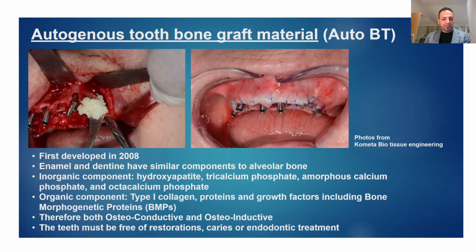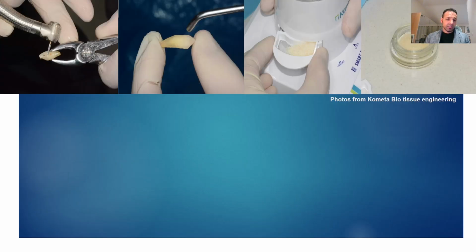The teeth must be free of restorations, caries, or endodontic treatment. The issue with endodontic treatment is that there could be ceramic sealers or things which are cytotoxic to osteoblasts. So we don't want any endo-treated teeth. We don't want the caries there because obviously that's bacteria, and we don't want any restorations because that's a foreign object. The tooth, so that's enamel, dentine, and any pulp tissue is okay as long as it's healthy pulp tissue.